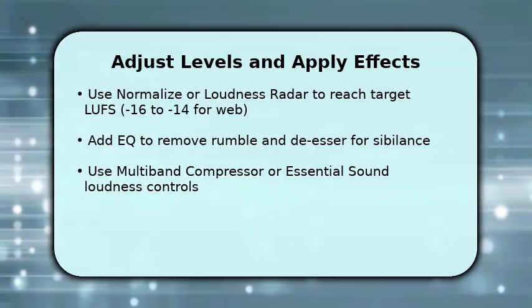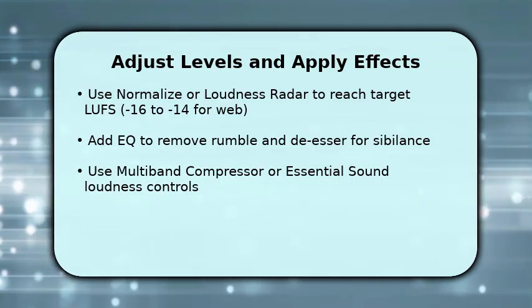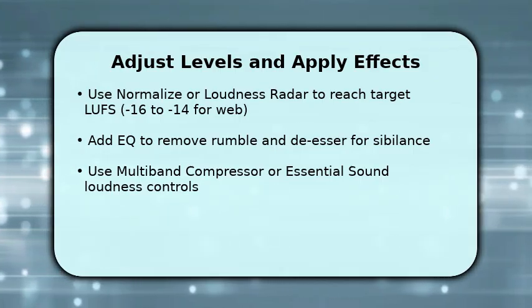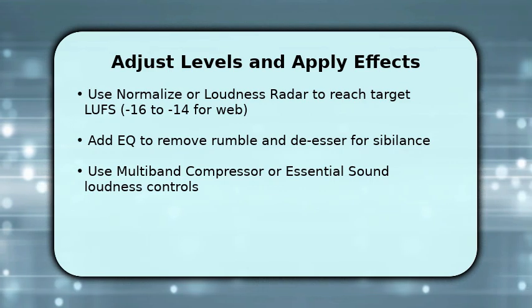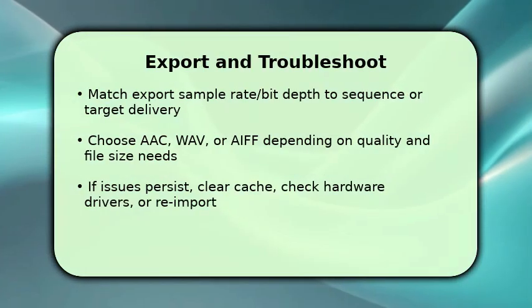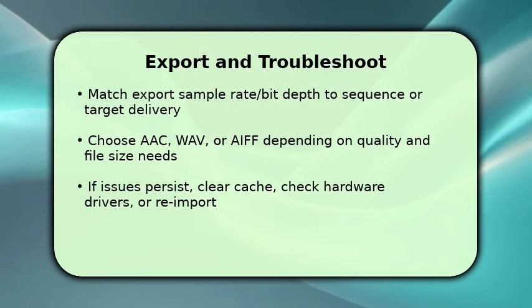Put a multi-band compressor or essential sound preset on dialogue tracks to control dynamics. Make small adjustments, preview in context, and automate track gains if levels fluctuate. To finish, export with matching audio settings so quality isn't lost.